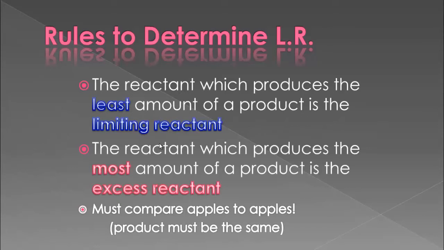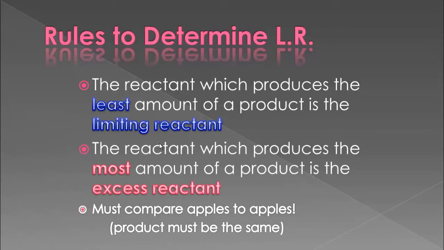Then you're going to look at those two numbers. The reactant which produced the least amount of product is your limiting reactant. That means the reactant which produced the most amount of product is going to be your excess reactant.